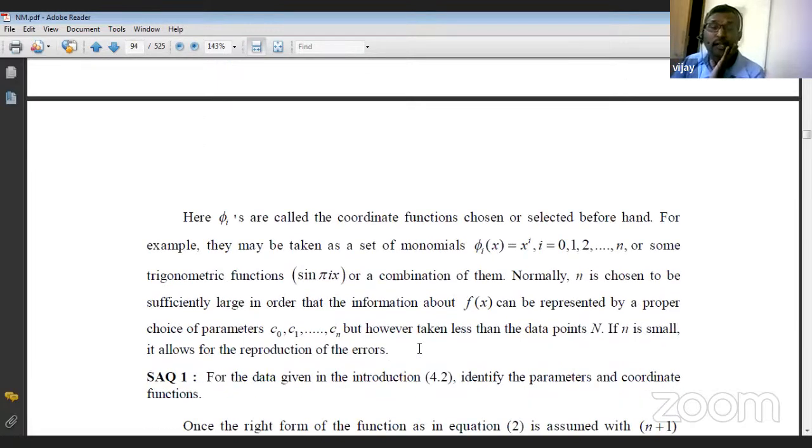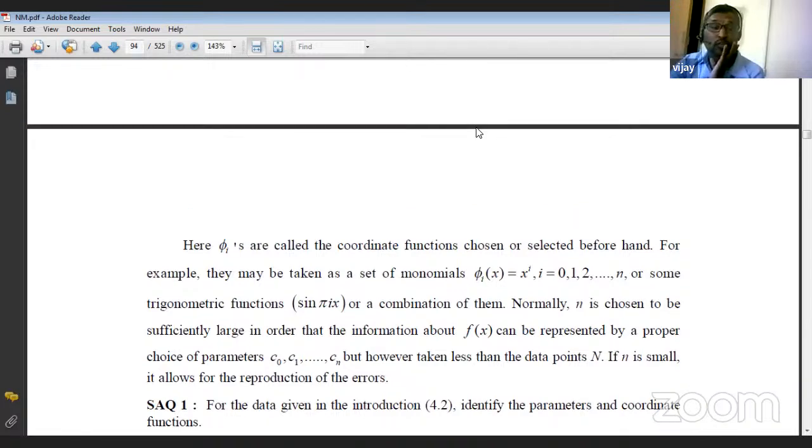So the phi i are also called coordinate functions, chosen beforehand. For example, take the set of monomials, phi i of x equal to x to the power i, for i equal to 0, 1, and so on. Or some trigonometric functions, sin and cos of i x, or a combination of them. Normally, for a significantly large order, the information about a function can be represented by a proper choice of the parameters c0, c1, up to cn.